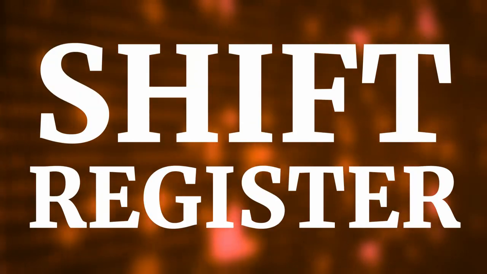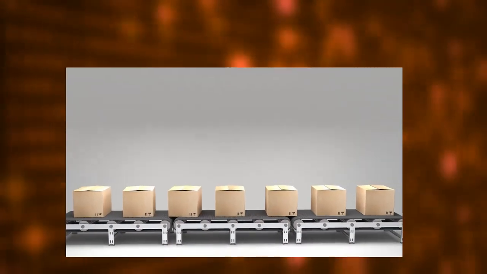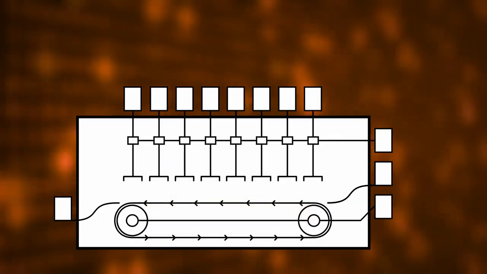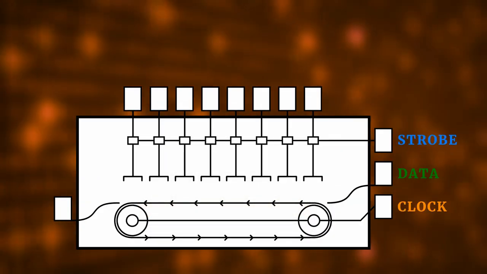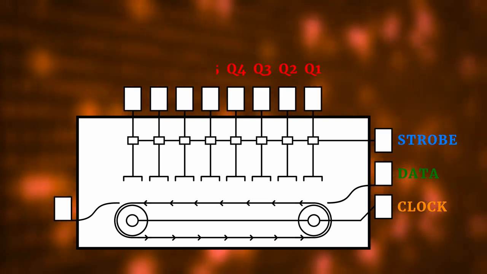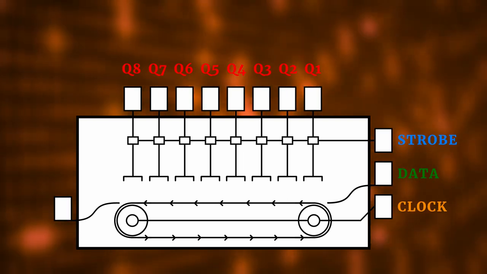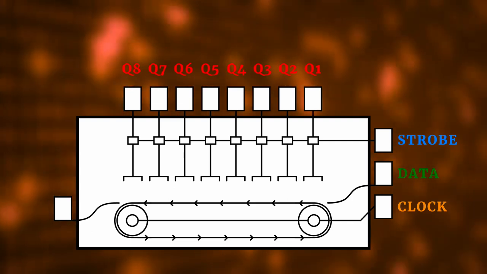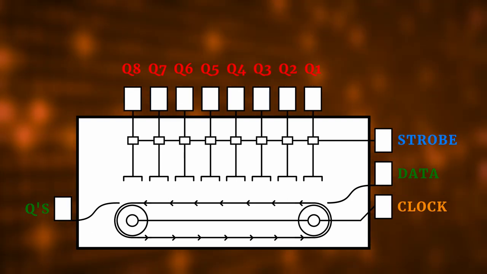But before we jump into the schematic and start building the display, I want to tell you a little bit about shift registers. A shift register is like a conveyor belt for bits. It has a data, clock, and strobe input. The 8 outputs are called Q1 to Q8. On the other side, there is an additional output called Q'S.